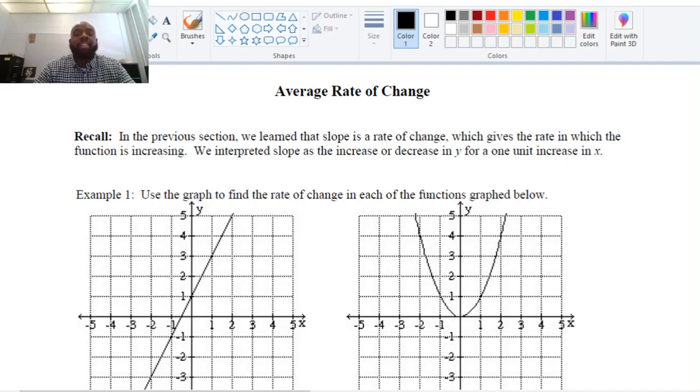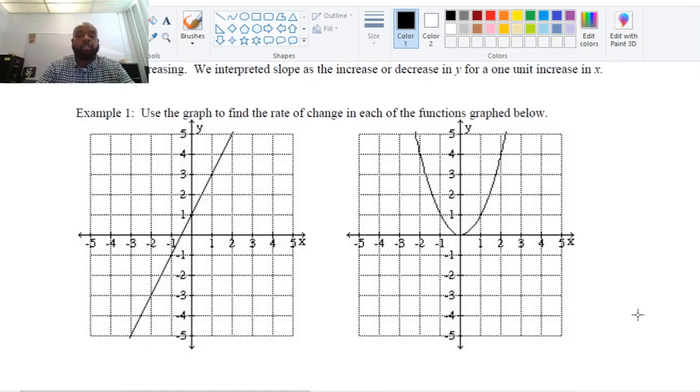We interpret the slope as the increase or decrease in your output, or your y, for a 1 unit increase in x. We did that for linear functions, and now we're going to try to apply the concept of rate of change to other types of functions. We're going to use the graphs to find the rate of change of each of the functions graphed below. To the left, we have a basic linear function, so let's find the rate of change of that function.